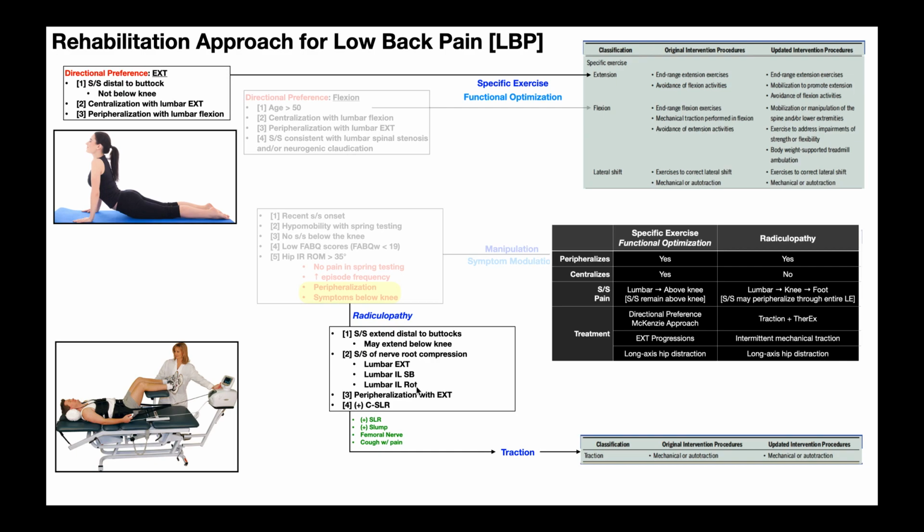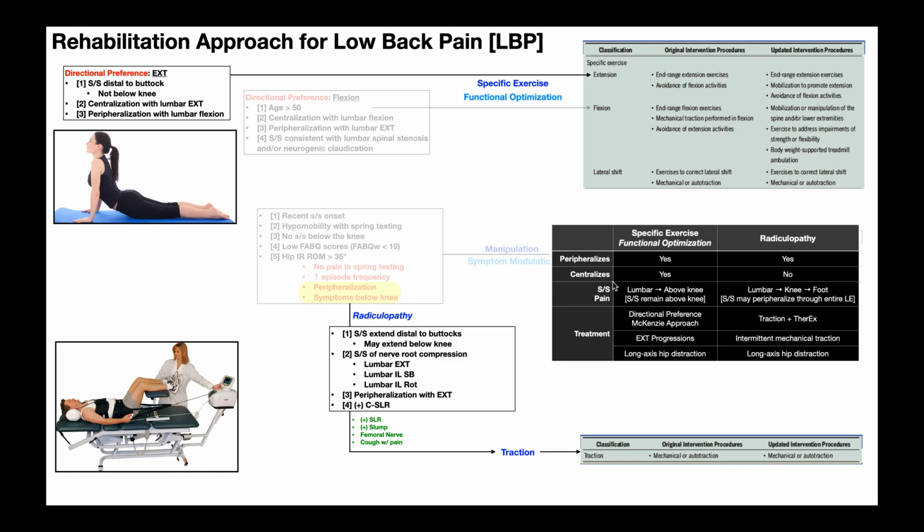Okay? Then if we look at, do they centralize? Well, with directional preference, yeah, they do tend to centralize. Okay, so if somebody's going to fall into this category, they better peripheralize with one movement, but they also have to centralize with the other. Okay, if you have a patient that you cannot get to centralize, that's going to suggest that they may fit better into the radiculopathy group. Okay, so that's one big difference, is if you can get them to centralize, it's more likely going to be that specific exercise group, the directional preference. If you can't get them to centralize, probably better to put them in that radiculopathy category.